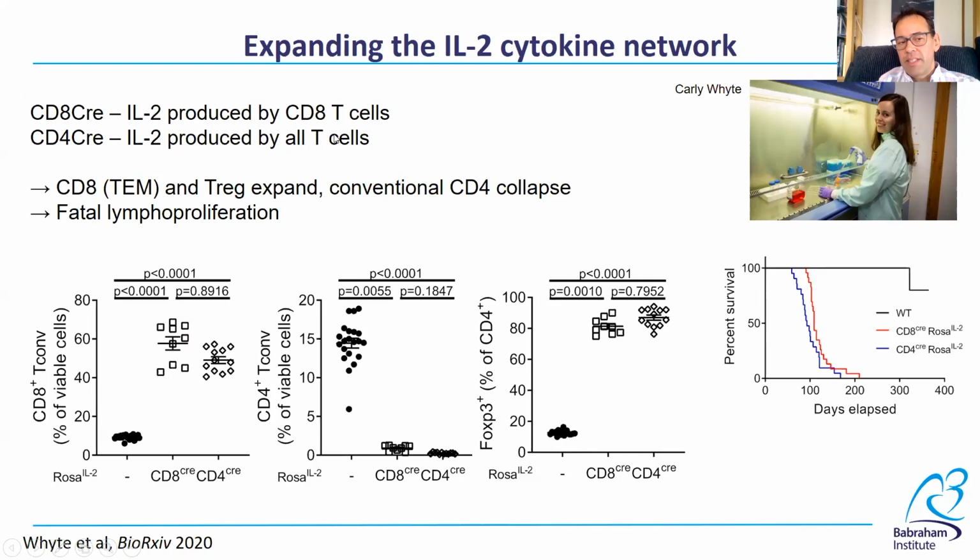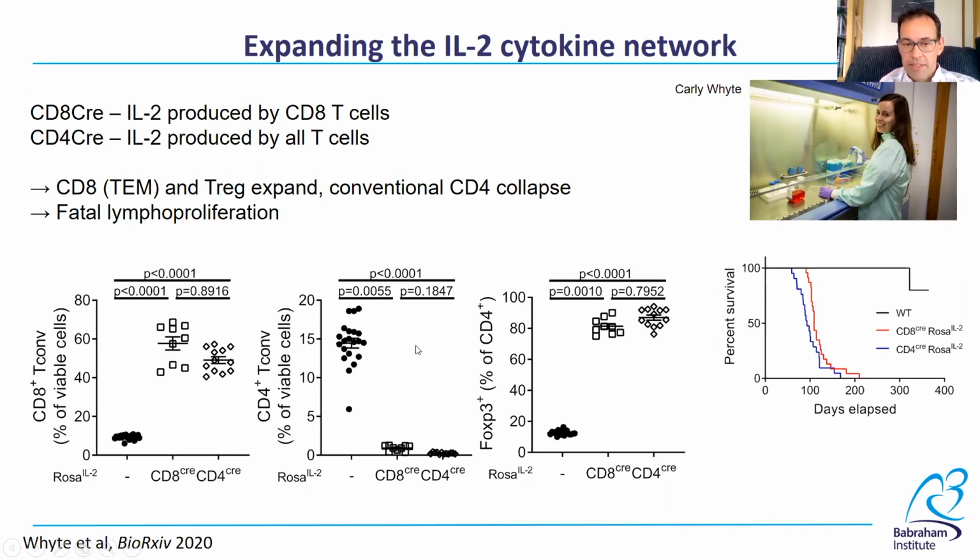The difference between these is due to the point at which the CRE becomes active during T cell development. And essentially, what we see if we're turning on IL-2 in either CD8 T cells or all T cells is a very similar phenotype. And this is a massive expansion of CD8s. This first plot is looking at the CD8 population from the normal to switch on with IL-2 in CD8s or in all T cells, huge expansion of CD8s. And in particular, these are the effector memory cells that are expanding up.